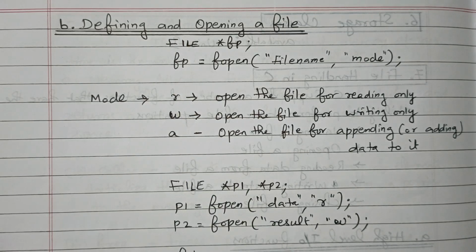So here the example is available. FILE *p1, *p2. Two file pointers are created, p1 and p2. p1 = fopen("data", "r"). The file name is data, opened in r mode. It is created for reading the data. p2 = fopen("result", "w"), where w means it is used for writing the data. So we are reading the data and writing the data, right? According to the requirement we have to specify the mode of operation.